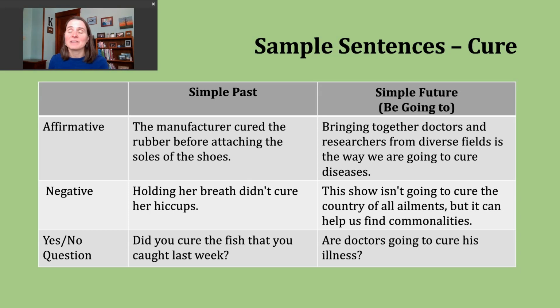Now, if you want to make a negative simple future sentence, again, we start with a form of be. So it can be am, are, or is. Then we'll use not, then going to, and the base verb. You can see that in the example. This show isn't going to cure the country of all ailments, but it can help us find commonalities.